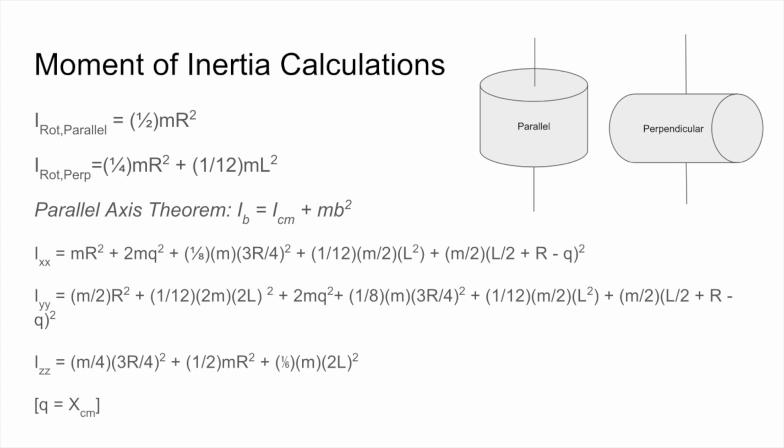Now that we have our center of mass position, we can use the moment of inertia equations I rotational parallel, 1/2 mr squared, and I rotational perpendicular, 1/4 mr squared plus 1/12 ml squared, as well as the parallel axis theorem, which allows us to apply these equations at a position other than the center of mass of the rotating body. In doing so, we will reach the calculations for the x, y, and z moments of inertia as shown below. It is these moment of inertia values that will be essential in forming our Python simulation.